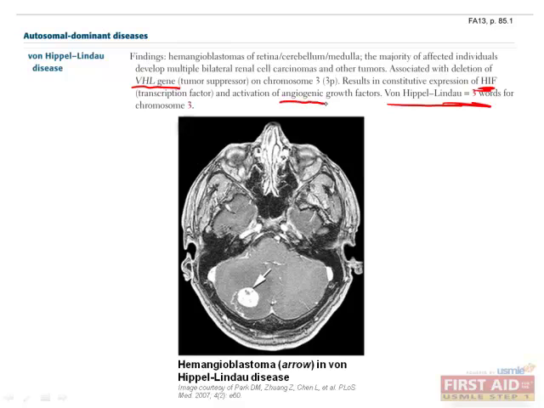Now if this happens in an uncontrolled fashion, which is what happens in von Hippel-Lindau disease, it leads to benign tumors of blood vessels, called hemangioblastomas, which most commonly are found in the retina, cerebellum, and medulla. They can also cause bilateral renal cell carcinomas and other tumors. You can see a cerebellar hemangioblastoma here.